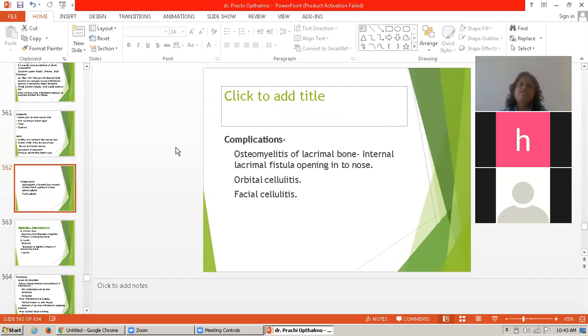And the complication of acute dacryocystitis is osteomyelitis of the lacrimal bone, that is, an internal lacrimal fistula opening into the nose. So when the lacrimal fistula opens internally into the nose, it leads to osteomyelitis of the lacrimal bone. The second one is orbital cellulitis, and facial cellulitis may occur as a complication of acute dacryocystitis.